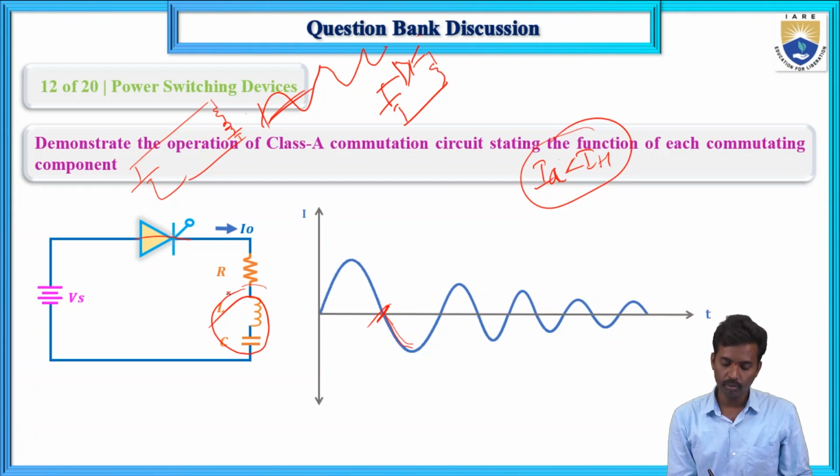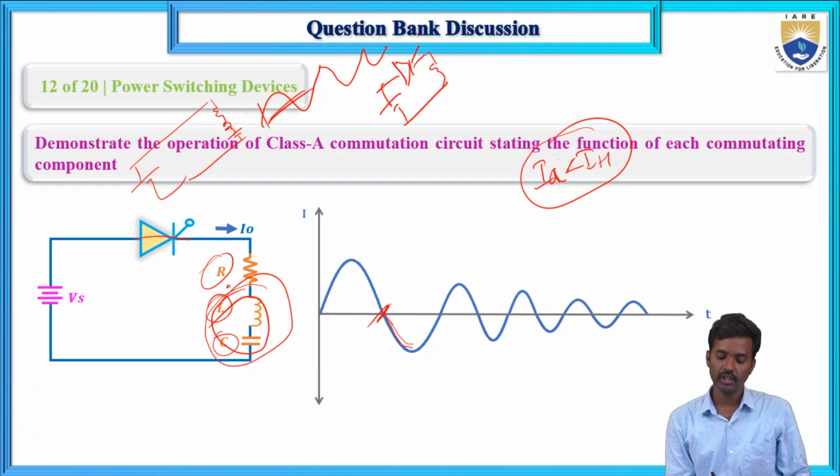By selecting proper values of inductor and capacitor, with the resistor as the load, we can turn off the SCR in the class A commutation.